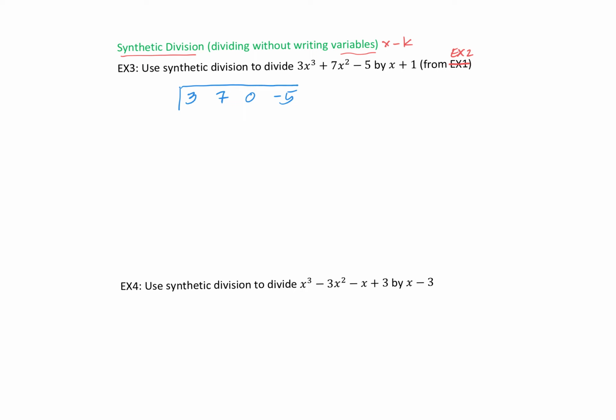On the outside, we're going to get rid of the x in the x plus 1, but in order to change it from subtraction to addition, instead of using a plus 1, we're going to use a minus 1. That will change us from subtracting down to adding down. So the minus 1, again, we got rid of the variable x, is going to go on the outside. Now leave a little bit of space and draw your bar. The first thing we want to do is bring down the first term, 3.